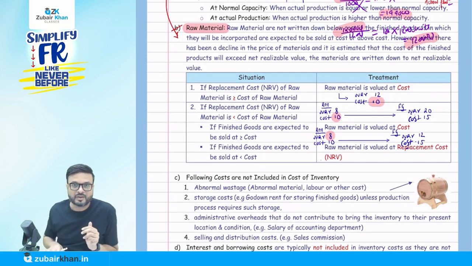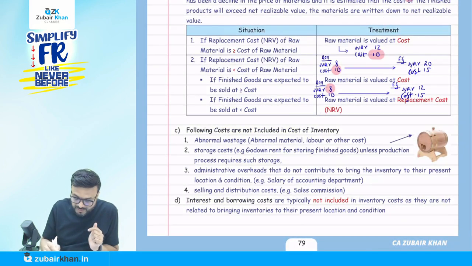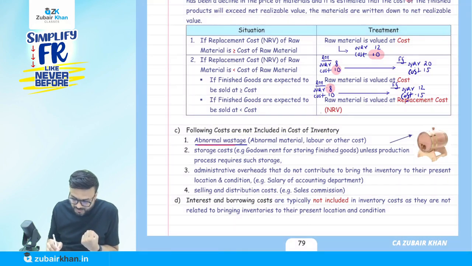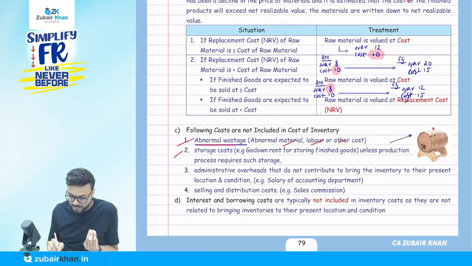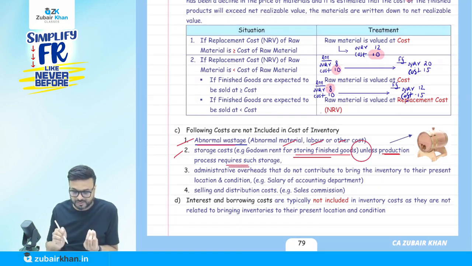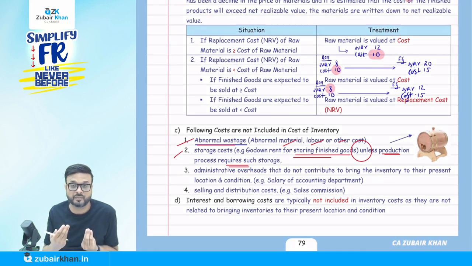Now there are a few points we don't consider in the cost of the finished good. That is abnormal wastage, if we have any. So abnormal wastage we don't consider. Storage cost generally we don't consider. Example, the godown rent for storing the finished good, unless the production process requires such storage. It means the storage is mandatory for the production process.